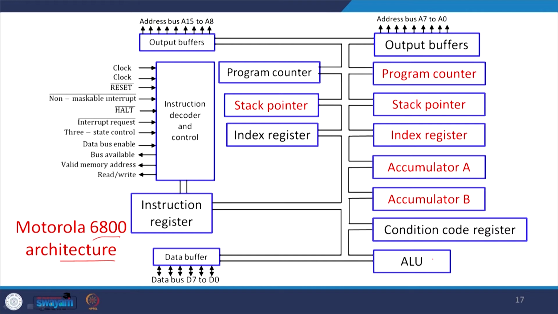As I said, it has the 2 accumulators, accumulator A and B. It has the index register, stack pointer, and program counter. Of course, it also has output buffers, ALU, condition code register, instruction register, instruction decode and control, and here you have the various pins for the different types of addresses, clock, reset and all.